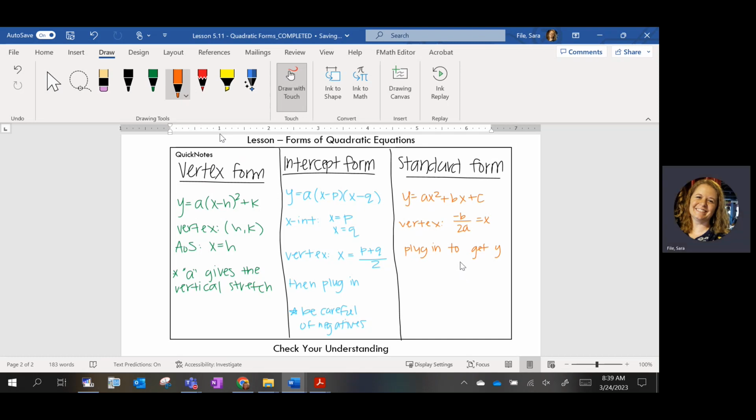Okay, on both of these, when you're finding the x of your vertex, that is your axis of symmetry. Your axis of symmetry is the x value of your vertex, right? So keep that in mind.